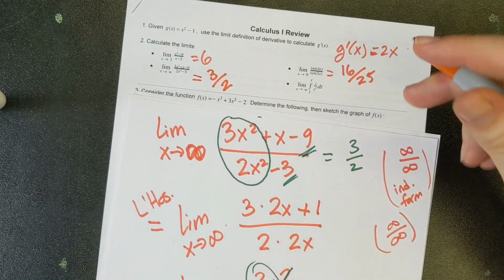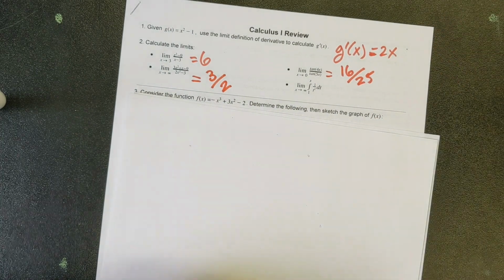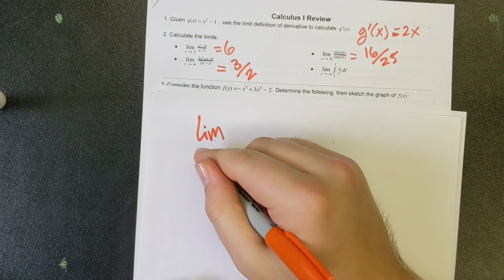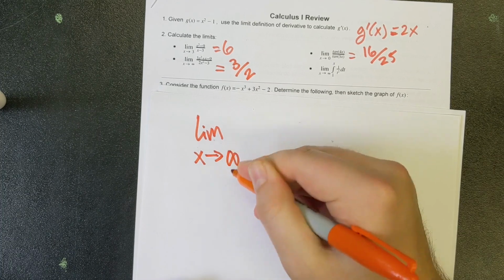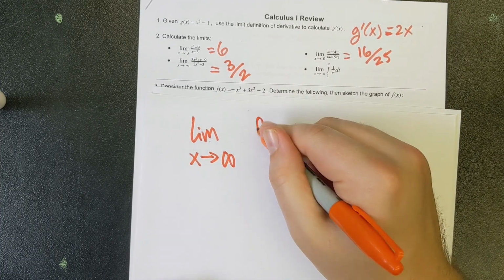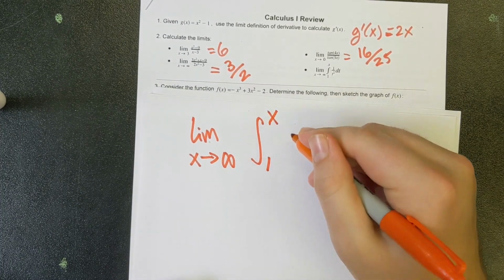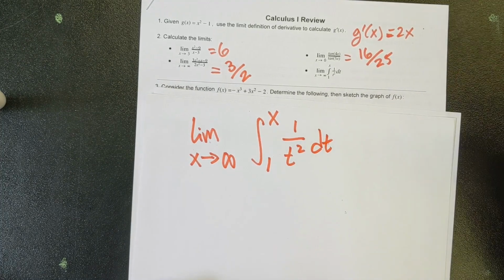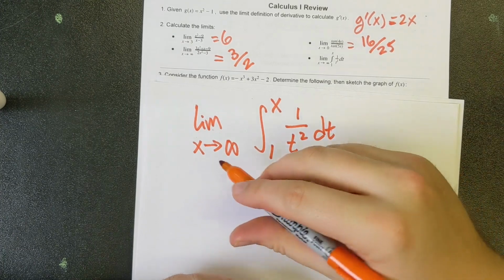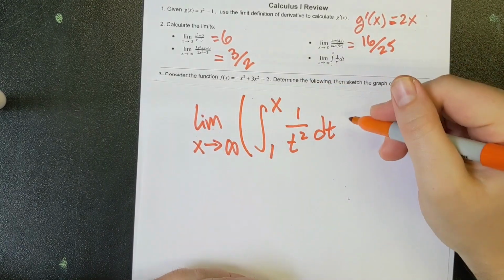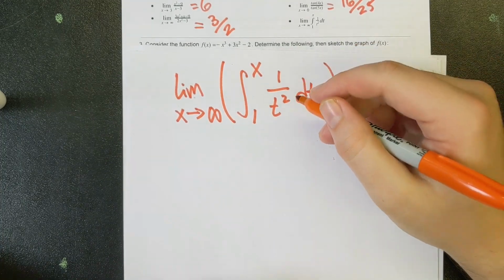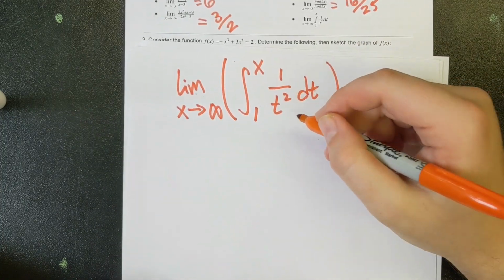This last one's a little bit wacky. It's asking you to find the limit as x goes to infinity of an integral 1 to x of 1/t² dt. And so I'm just going to forget that the limit sign is there and just focus on this integral to begin with. And so I'm like, okay, I need to first find the antiderivative of this guy.